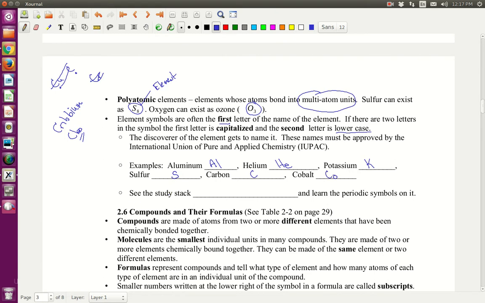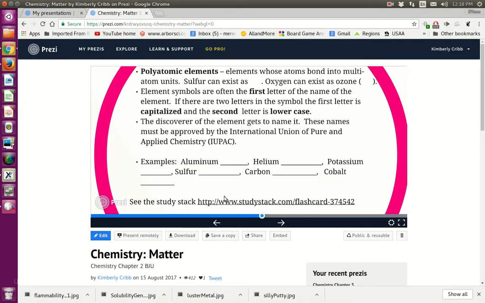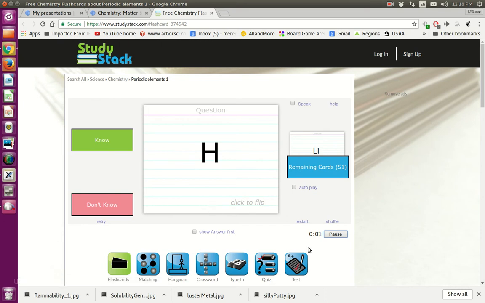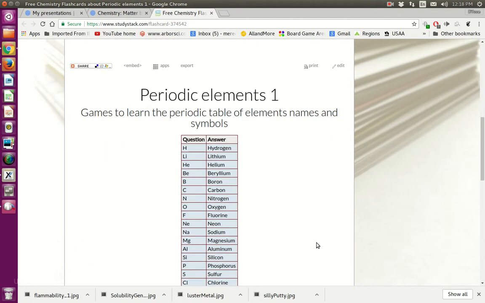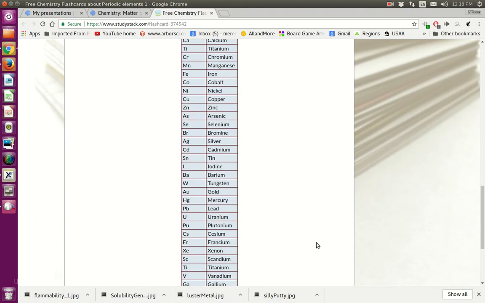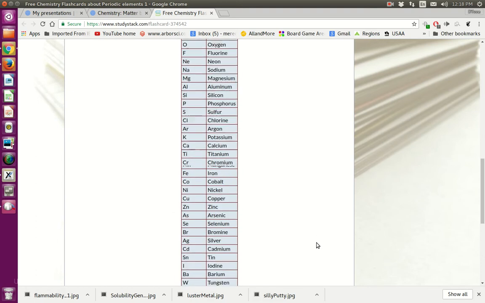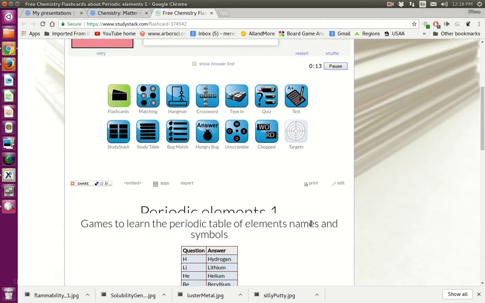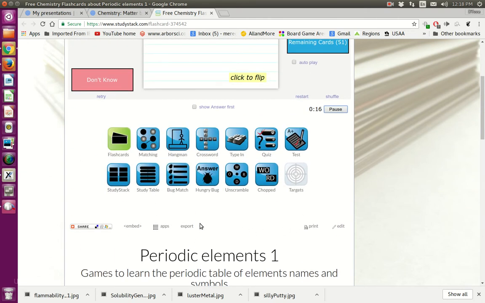Now, this says, see the study stack and learn the periodic symbols. The study stack is embedded in your Prezi. So when it's embedded, all you do is click on it, and it'll pull it up. And here's the study stack. These are all the elements in the study stack that you're going to have to know, the name and the symbol. Some of them we're going to learn in order, but some of them we're just going to have to know because we use them a lot. So please make sure you use this study stack.